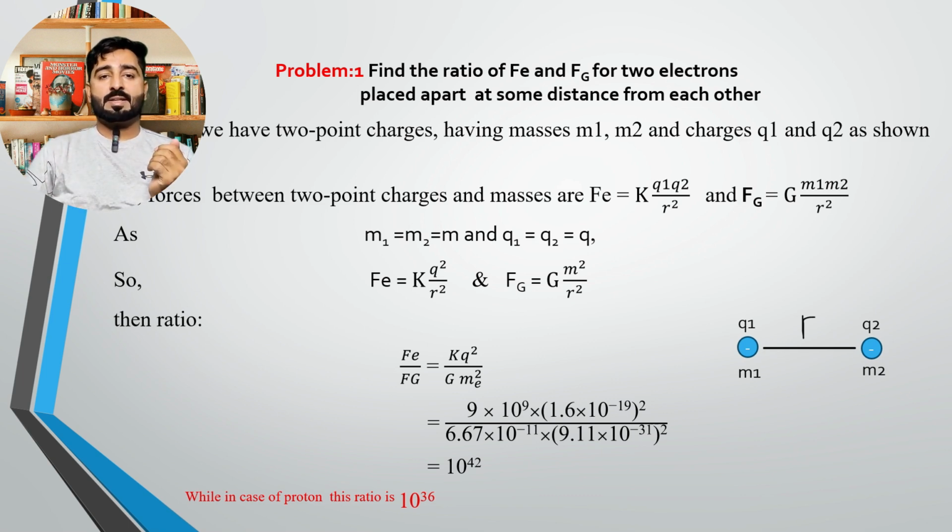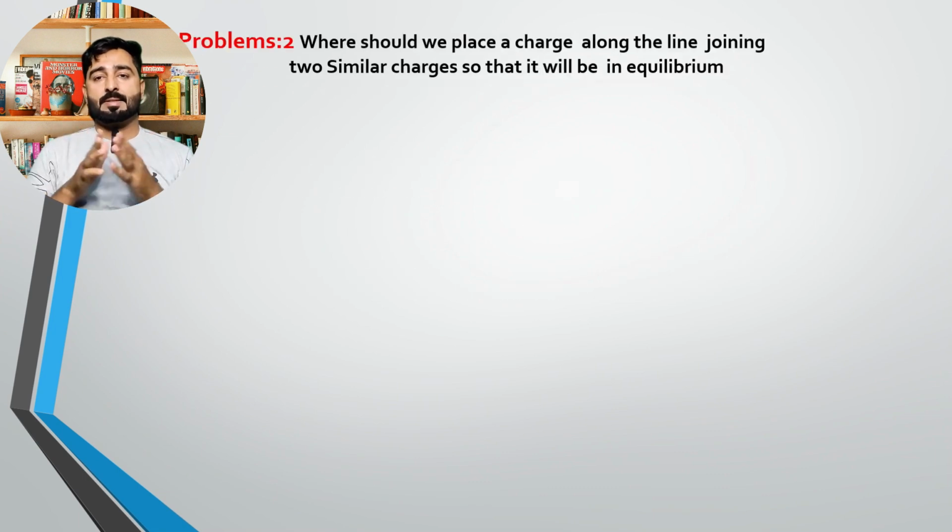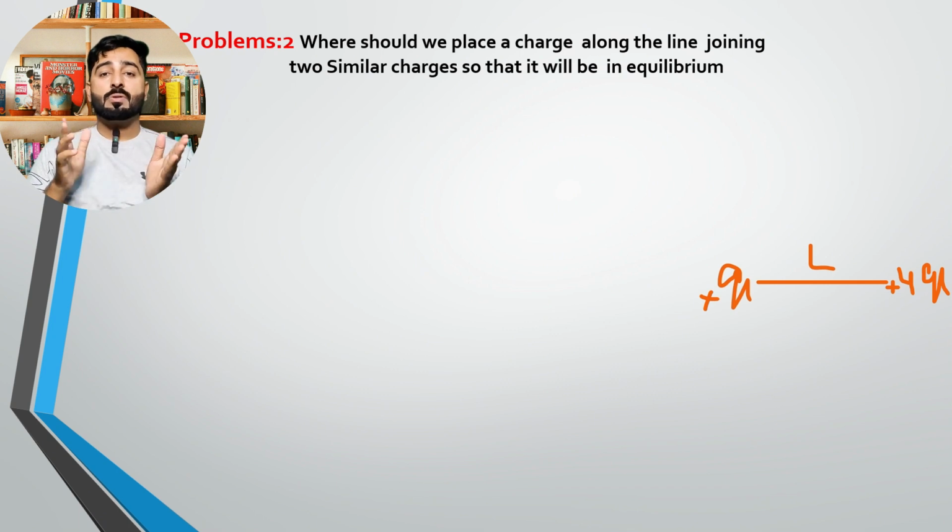Let's move towards our second problem. Where should we place a charge along the line joining two similar charges so that it will be in equilibrium? To solve this question, consider we have two charges. One is a smaller one, Q, and the other is a bigger one, 4Q, separated by a distance L as shown in the figure. To solve this problem, we have two possibilities.